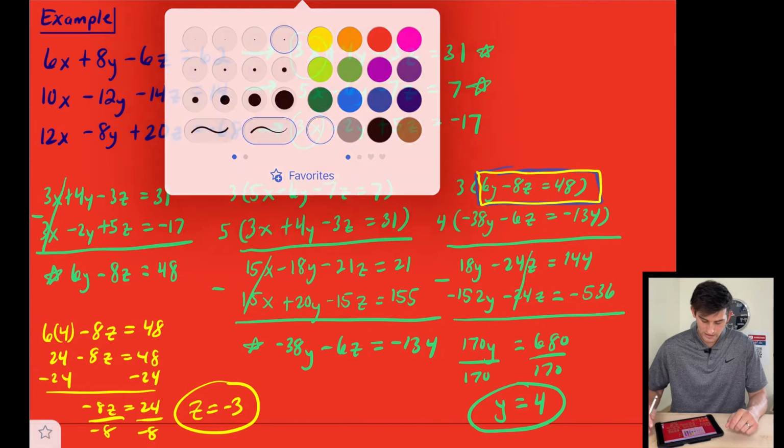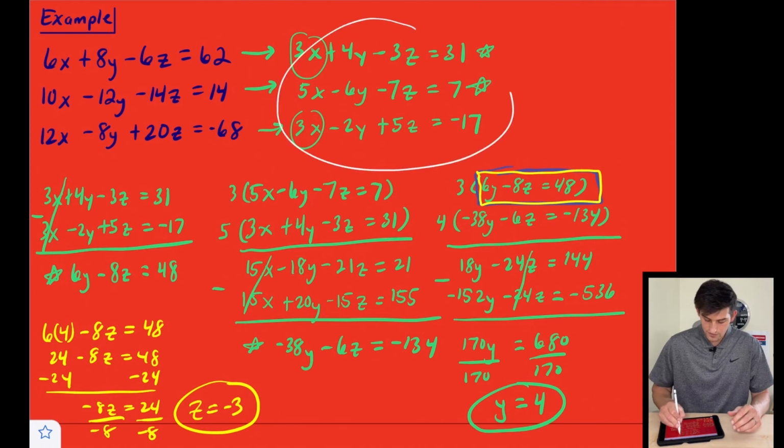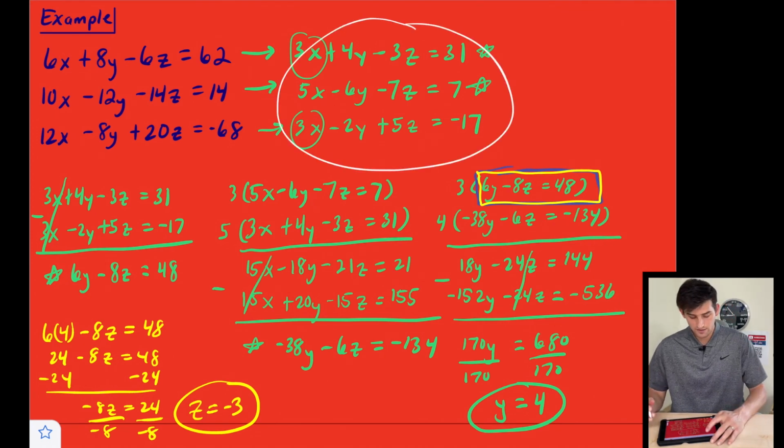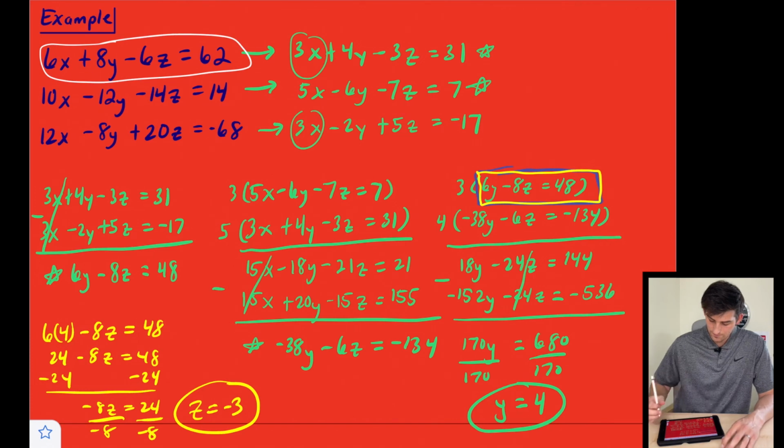All right, let's go to white here. And now we need to go back to one of our original 3 equations. And we could use one of these 3 because, once again, it's the same thing. But let's just go back to maybe just this middle equation. Okay, actually, let's do the top one. Okay, so let's bring it up here at the top. We do not know what x is yet, so this is 6x plus 8. We do know what y is, 4. Minus 6, we know what z is, negative 3. And that is equal to 62.